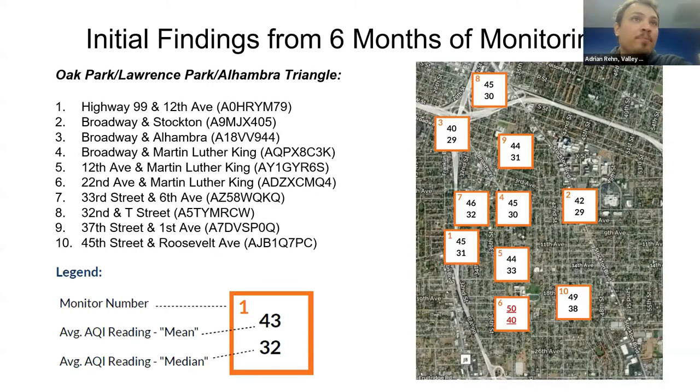So this is Oak Park, where Kiara and I and others live. We were able to deploy more monitors here, 10 monitors. And you'll see that the highest readings are in South Oak Park. And monitor number 6 has both the highest mean and median reading. So unfortunately, monitor number 6 is right next to Oak Ridge Elementary School.